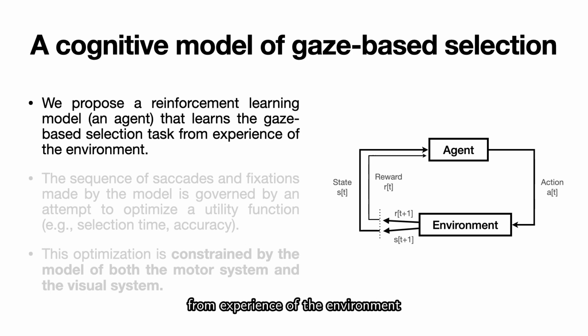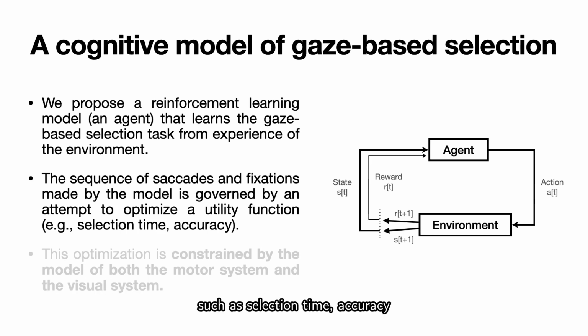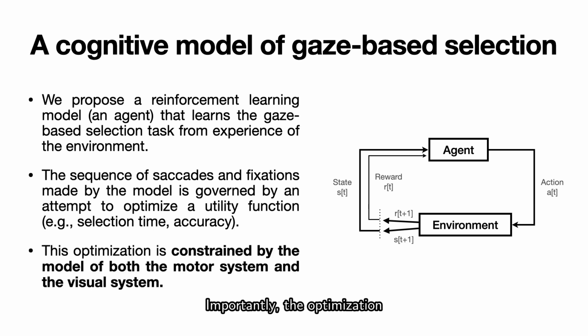experience of the environment. In the model, the sequence of saccades and fixations is governed by an attempt to optimize a utility function, such as selection time, accuracy, or a trade-off between these two. Importantly, the optimization is constrained by the model of both motor system and vision system.